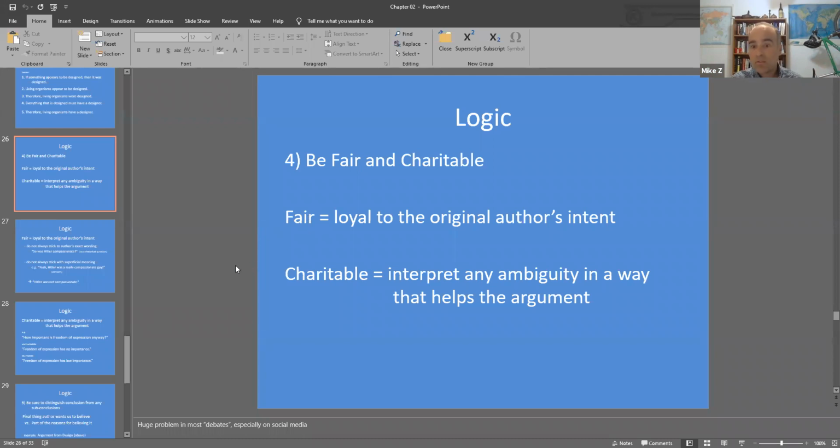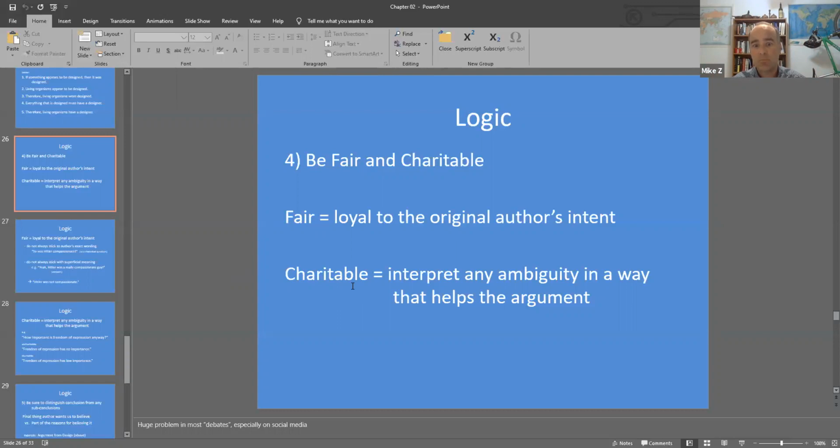So fair means loyal to the original author's intent. So they wrote something and maybe it's not 100% clear exactly what they were saying. They didn't structure it in a really straightforward way. So when you convert it into a well-crafted argument, you need to make sure that that original author, if they were to look at that, would say, oh, yep, that's pretty much what I was trying to say. They would agree with your reinterpretation of their argument.